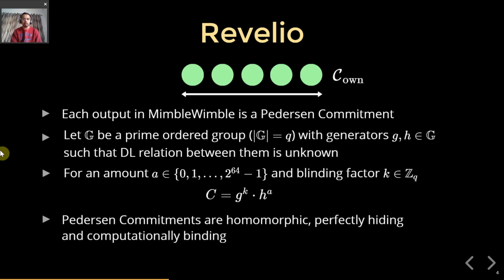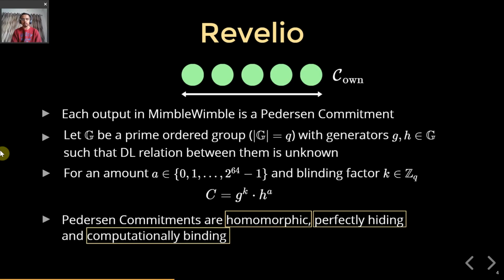As we already know, Pedersen commitments are homomorphic. They are also perfectly hiding and computationally binding. Lastly, the ownership of an output in MimbleWimble implies the knowledge of blinding factor K. So K also acts as a secret key.